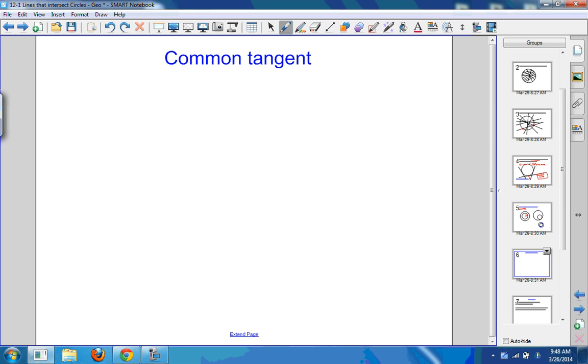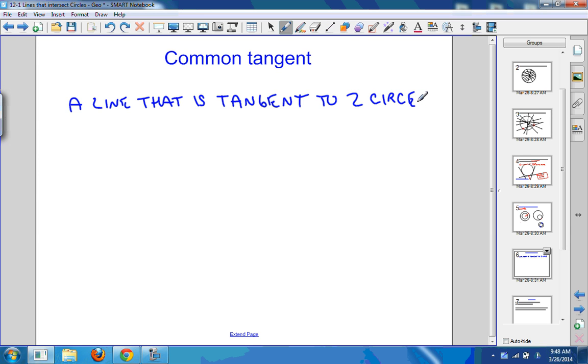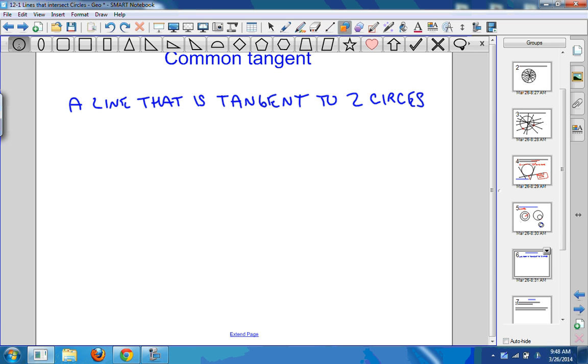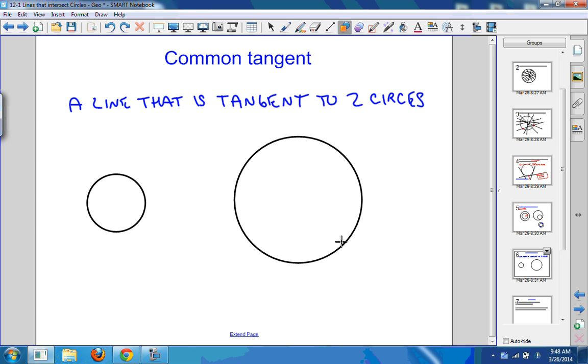All right, common tangent. So a common tangent is a line that is tangent to two circles. So let's think about that. We have a line that's tangent to two different circles. So I have to draw two circles. All right, we have two circles there. And then imagine, I'm going to try and draw this. I'm not sure how well it's going to work.